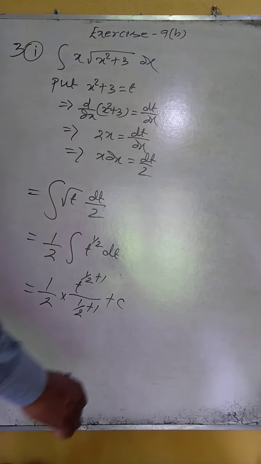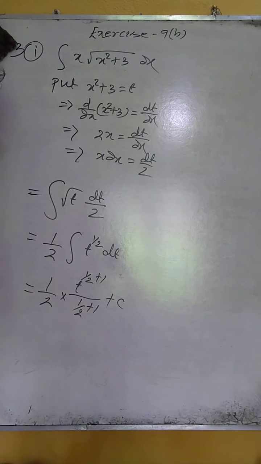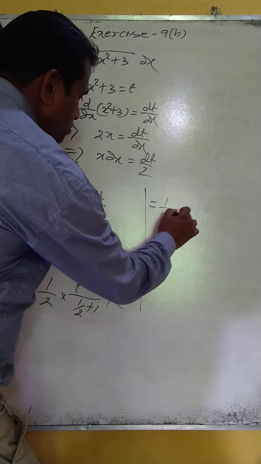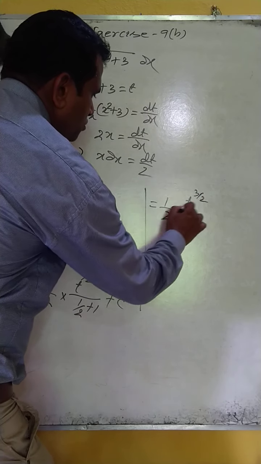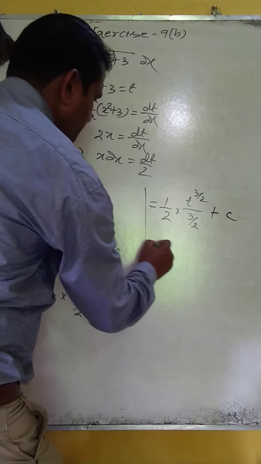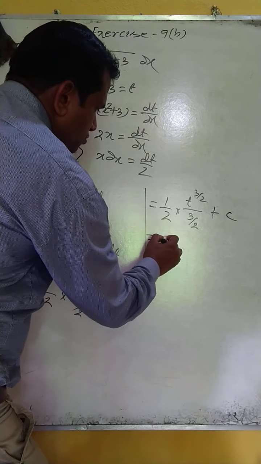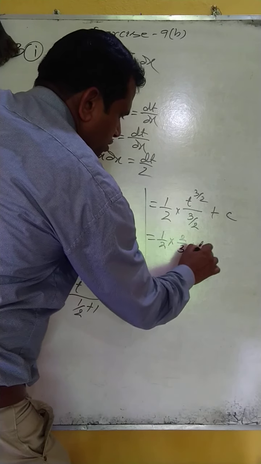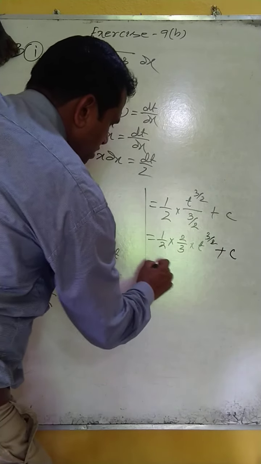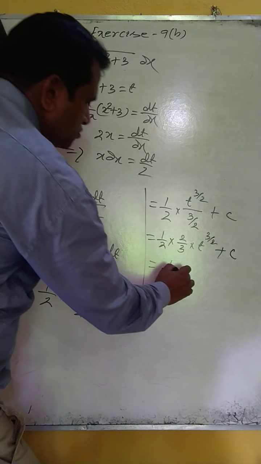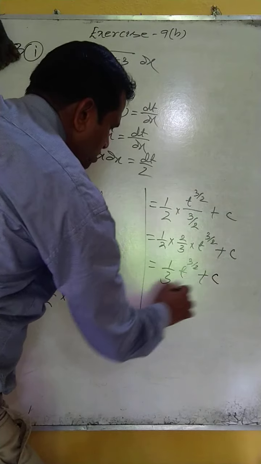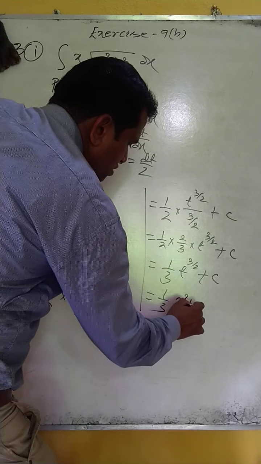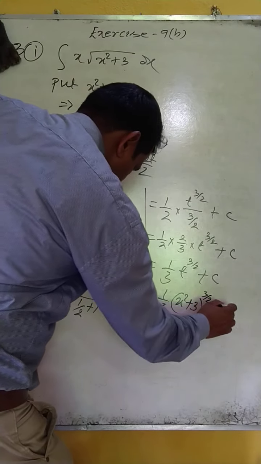Okay, that equals 1 by 2 into t to the power 3 by 2 by 3 by 2 plus c. That is 1 by 2 into 2 by 3 into t to the power 3 by 2 plus c, that equals 1 by 3 t to the power 3 by 2 plus c, that equals 1 by 3. In place of t, we put x square plus 3 whole to the power 3 by 2 plus c.